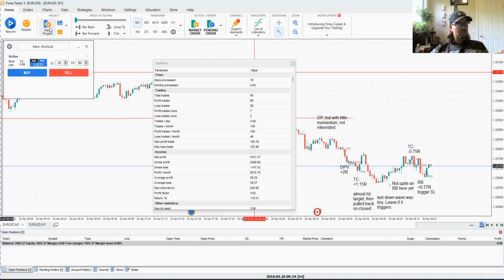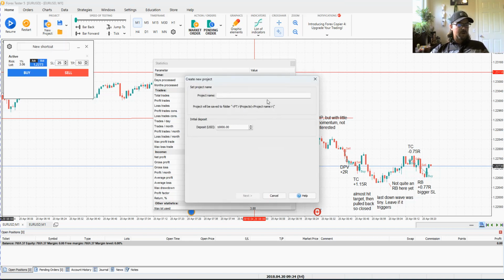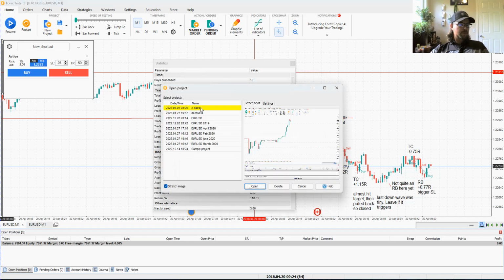So you can create a new project, and you create the project name, you decide how much you're going to deposit, you select what asset you're going to trade, you select how big the spread is, and then you create that project. And then you can go in here and open existing projects. And when I first started, I wasn't very specific. I just created one for the Euro USD. After that, I got a little bit more specific and said, okay, I'm going to trade April 2020. I'm going to trade February 2020. And that way I know exactly what each project is.